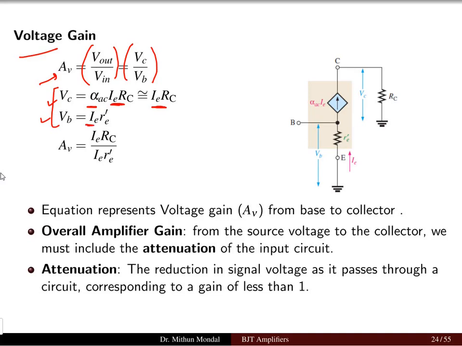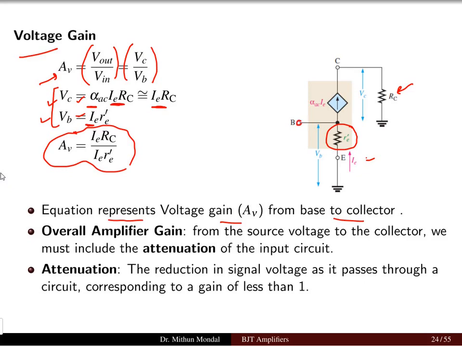And if we divide these two values of collector voltage and base voltage, we get the voltage gain as IeRC, that is the resistor of the collector here, and the current of the emitter, divided by whatever resistance you have at the emitter multiplied with the emitter current. These equations represent the voltage gain from base to collector.